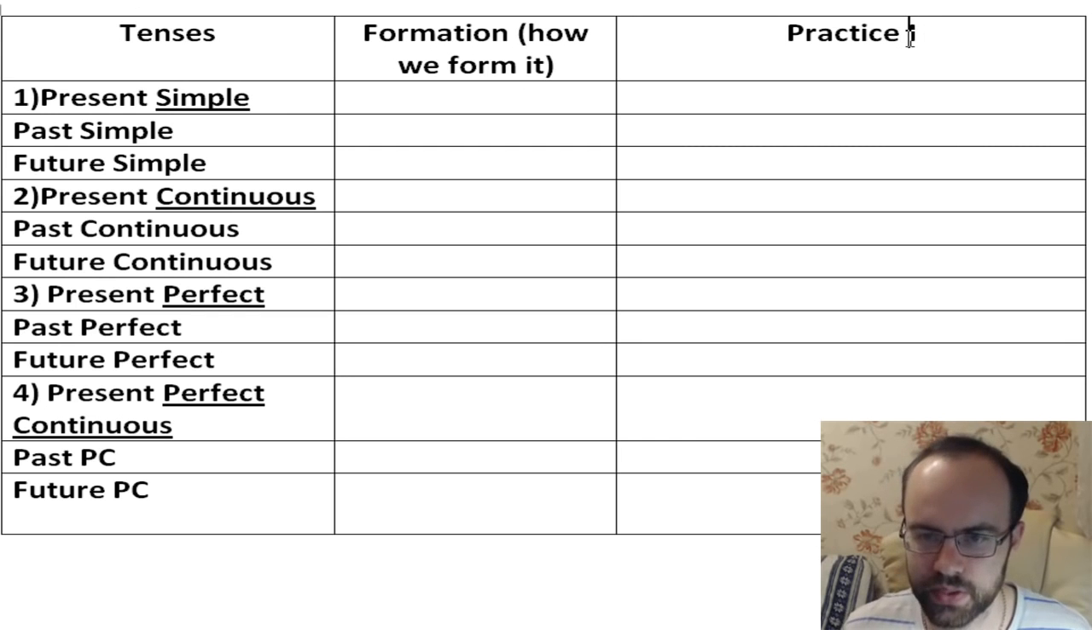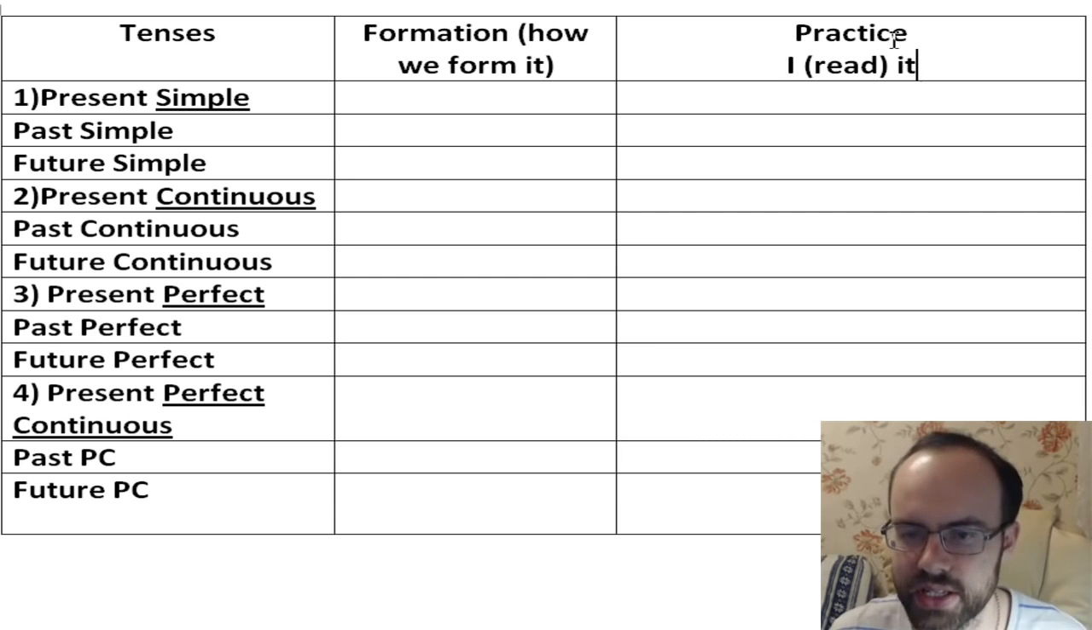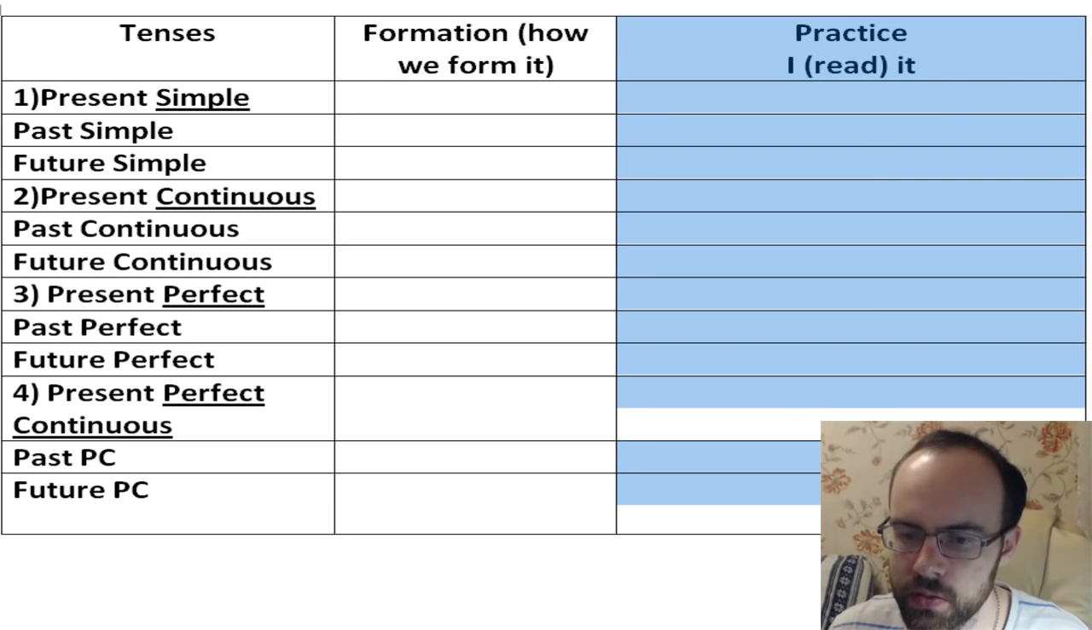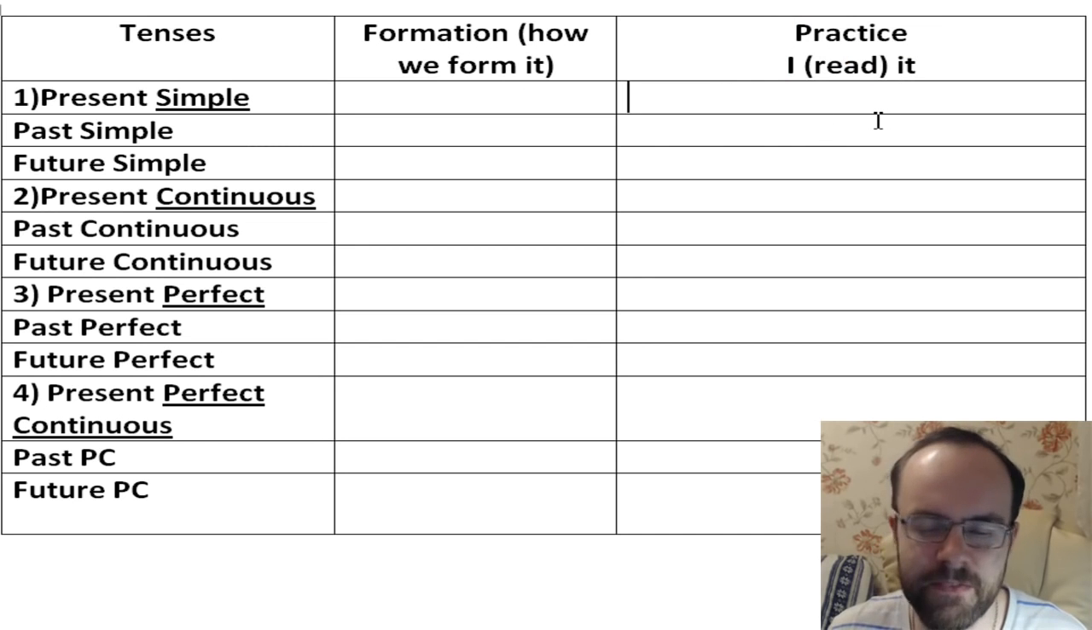For example, let me give you an example. I read it. It's a simple sentence, and you need to say one sentence in 12 tenses. So you need to know the formation of these tenses, how we form them, and you need to practice, lots of practice. It's a very important exercise, an extremely important exercise, and we can't ignore it. So let's do it.